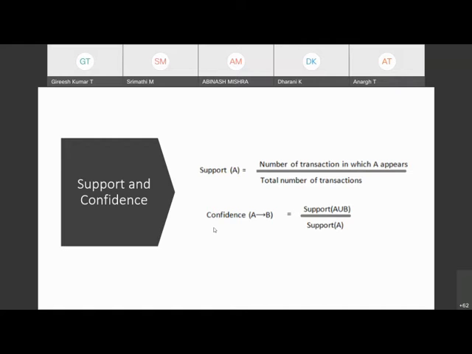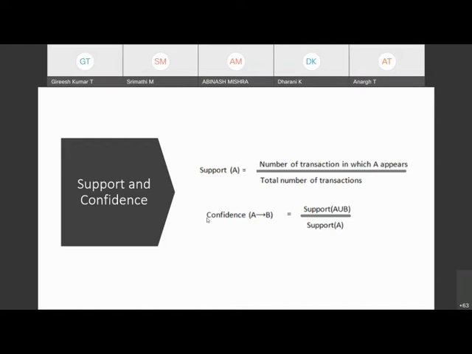Just assume that in transaction number 1 you have item number 1, item number 2, item number 3. Transaction number 2 may have item number 1, item number 3, item number 4, etc. Like that you may have 10 transactions. Now just assume that item number 1 is present in 7 transactions out of these 10. So that 7 by 10 is called the support of A. That is the basic definition of support: the number of transactions in which A appears, divided by the total number of transactions.